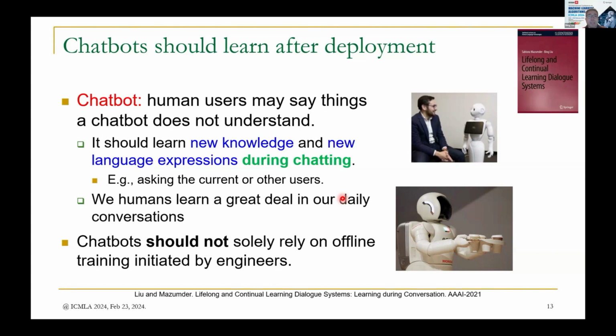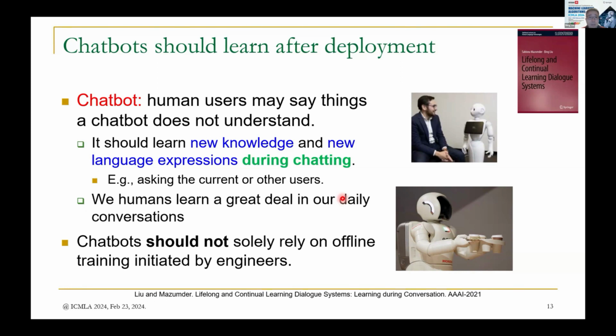So this is one thing. But another thing is to learn to understand language expressions during chatting. For example, I say, switch off the lights in the kitchen, but what happens if the chatbot did not understand that? Can the chatbot have a dialogue with me, and I can explain, and the chatbot can learn that switch off the lights and turn off the lights are the same thing, and then the system will not have a problem in the future. We should get the system to do this kind of thing because we as humans do this all the time in our daily conversations.